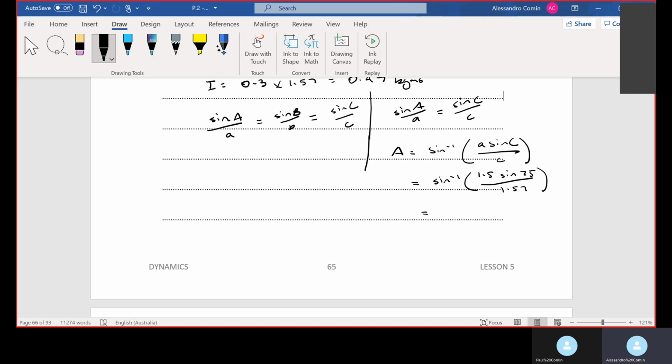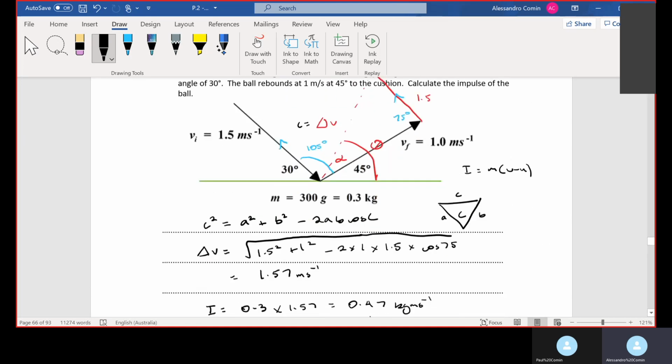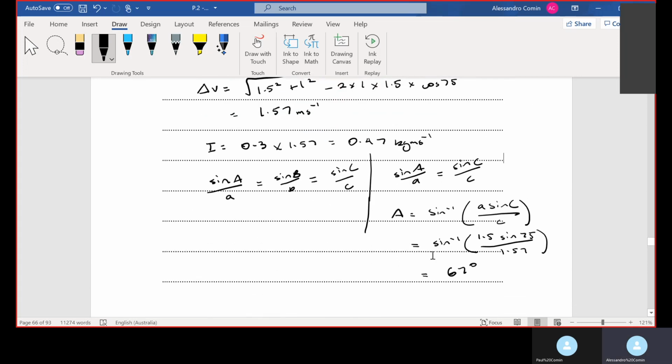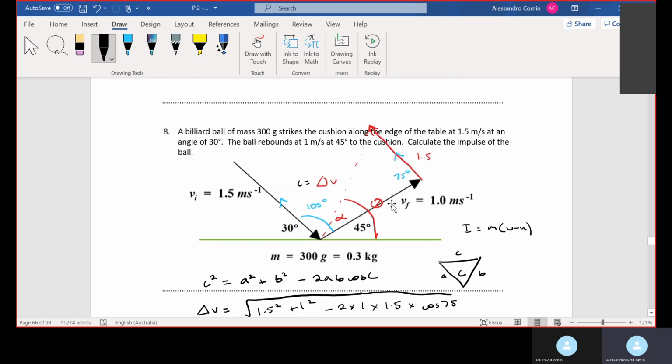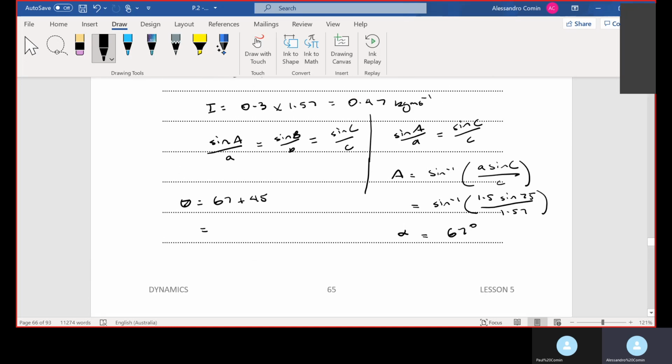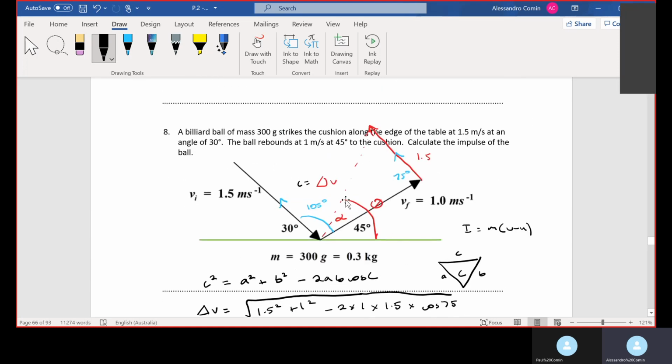Which is 67 degrees. So what that actually means is, remember, this is just what alpha is equal to, because I said let this be alpha. Theta is the whole thing. Theta is alpha plus 45. So that means that theta is equal to 67 plus 45, which is equal to 112 degrees, which means that my drawing is wildly off scale.